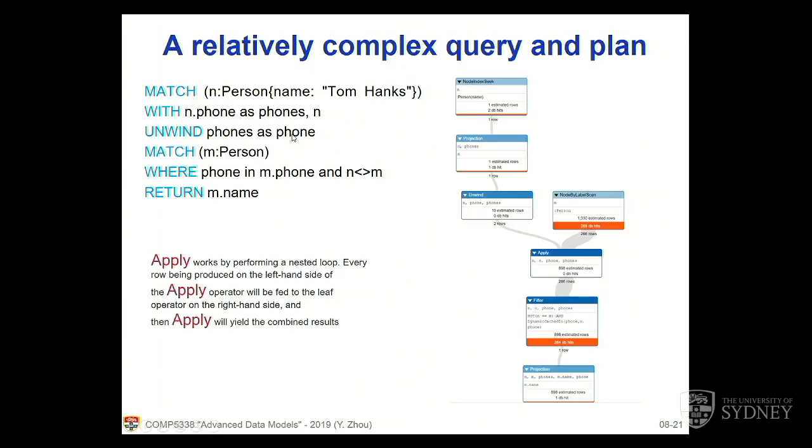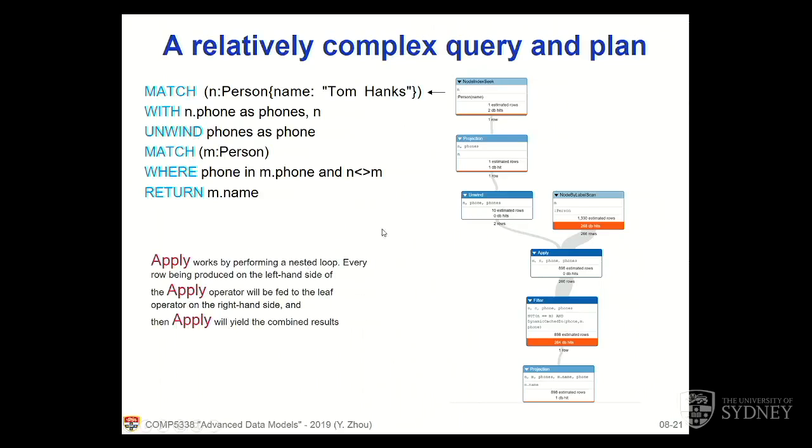And then we unwind all the phones as phone, and then we have a subquery, where we try to match with some other person's phones. So this starts with a node index seek, and then we find Tom Hanks, a single row. Then we do a projection here because we're not interested in all the properties, only the phone's properties. So we do a projection, and we also bring down n. And then we do an unwind, and after we unwind we get 2 rows, because assuming Tom Hanks currently has 2 phone numbers, so 1 row for each phone number.